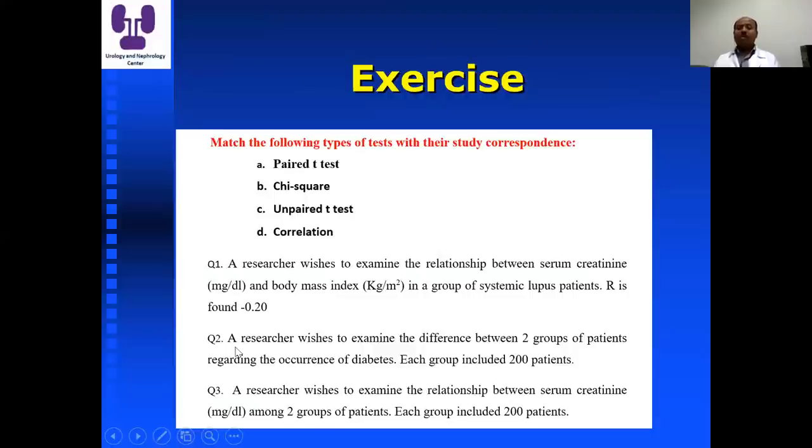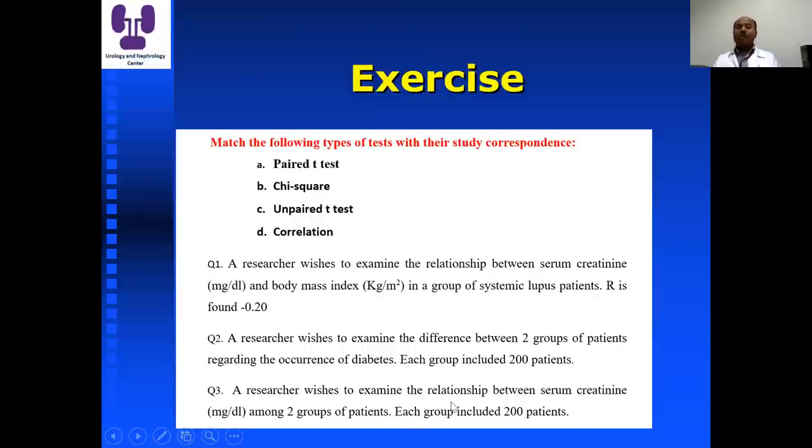The second example: the researcher wishes to examine the difference between two groups of patients regarding the occurrence of diabetes. Here it is not quantitative. Diabetes is qualitative. So, a qualitative variable between two groups, we use chi-square. Chi-square is used to compare two groups regarding a qualitative or categorical value, like male-female, diabetes, rejection, mortality.